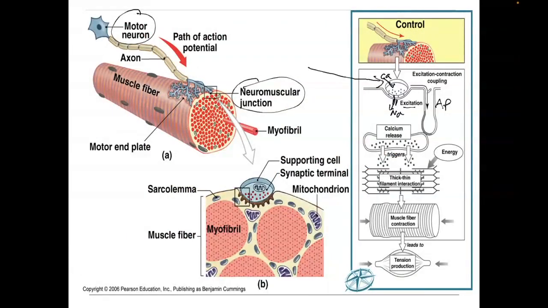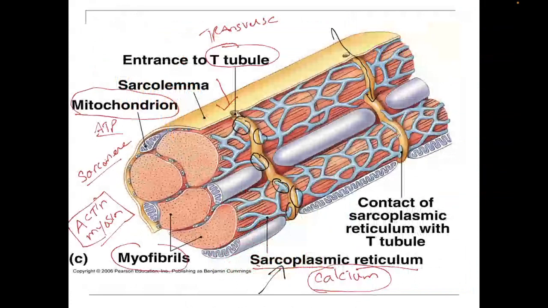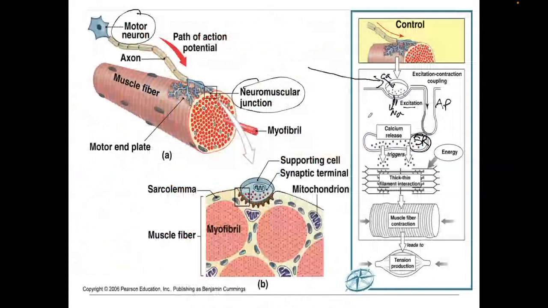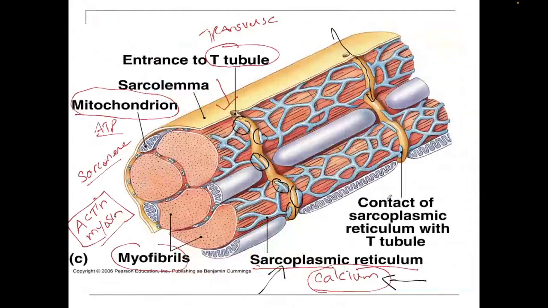So here, the transverse tubule is butting right up against the sarcoplasmic reticulum. And what does the sarcoplasmic reticulum store? Sarcoplasmic reticulum stores calcium. So the calcium that's stored is released, and it's going to affect the myofibrils, thin and thick filaments. Those thin and thick filaments are the actin and myosin.